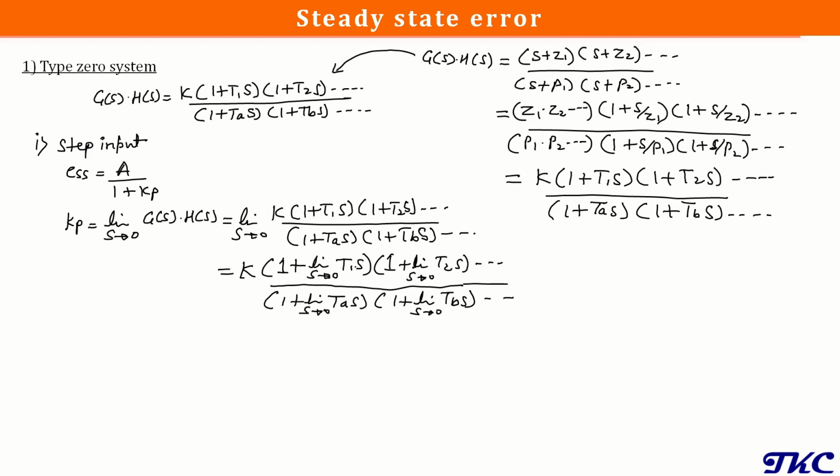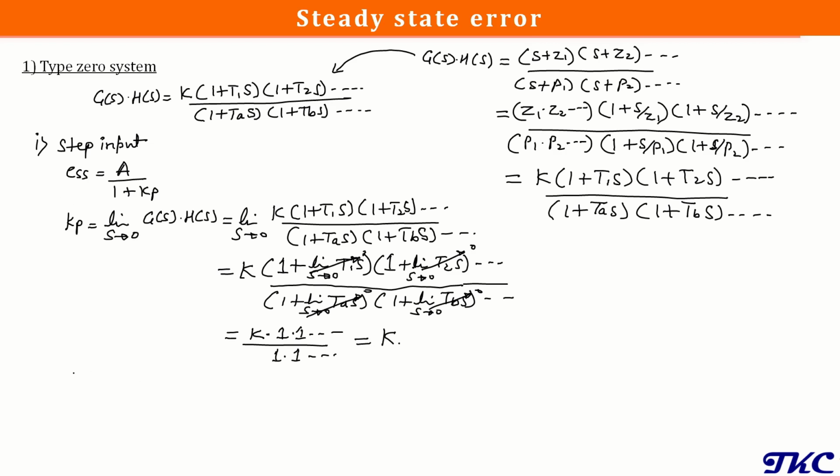Here we have a constant and s, and as s tends to 0, this term will become 0, and similarly this term will also become 0, and in the denominator also these terms will be 0. So we will be left with only 1 from each bracket. So we will have k into 1 into 1 and so on, divided by, again, only 1 into 1 and so on. So it is nothing but k only. So here kp we got as k.